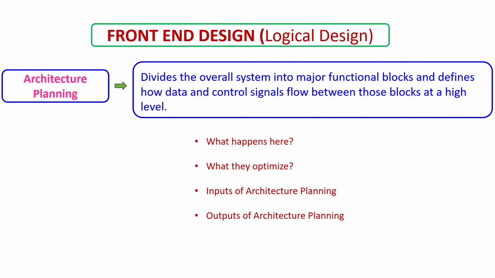Architecture planning is where the real intelligence of the chip is designed. If the architecture is weak, no amount of coding can fix it later. This stage decides whether the chip becomes powerful or average.